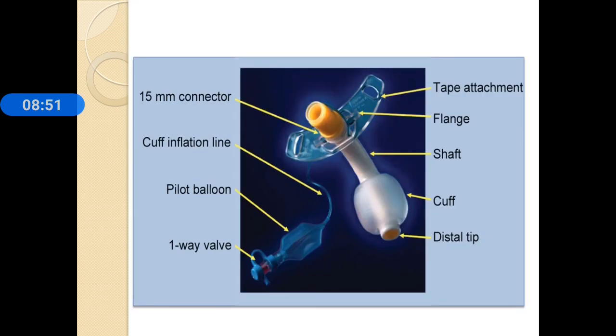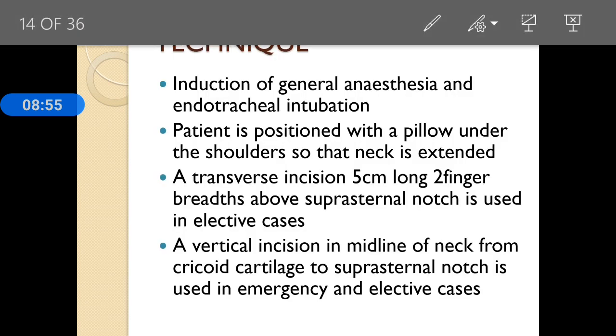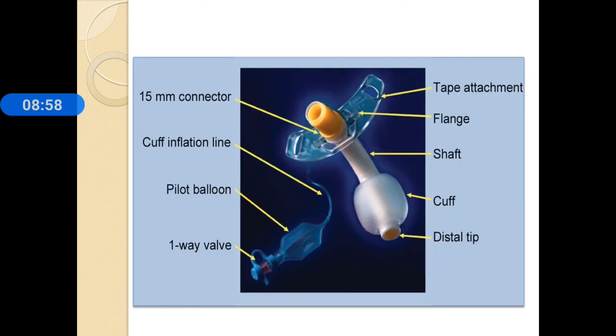And this is the newer variety, which is the disposable cuffed type. You can see the cuff over here. Again, the hole for keeping the neck strap. All the parts are seen.